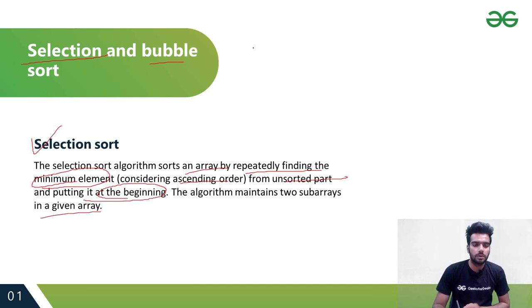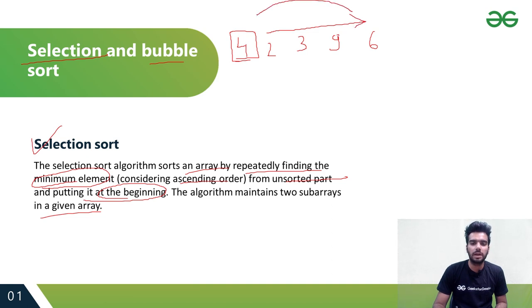So let's see an example to do a selection sort. Let's say there is an array 4, 2, 3, 9, 6. What the selection sort does is it takes the first element as the minimum element for the base case, and then it searches for the minimum element in the whole remaining array, and if any minimum element is found, it replaces that minimum element with the first element. Now if it considers 4 as the minimum element, then after searching the array, it will find that 2 is the minimum one. Then it will swap 2 and 4.